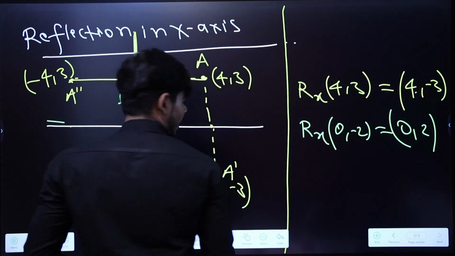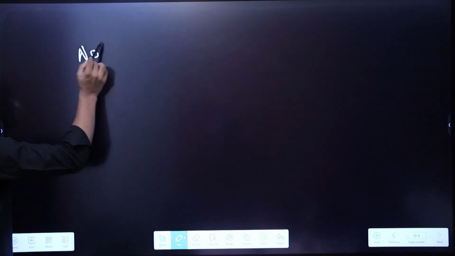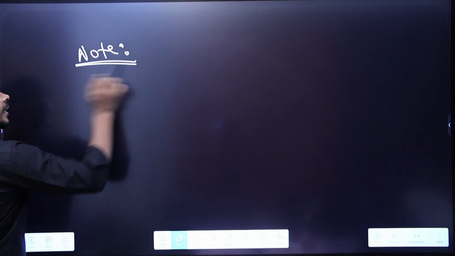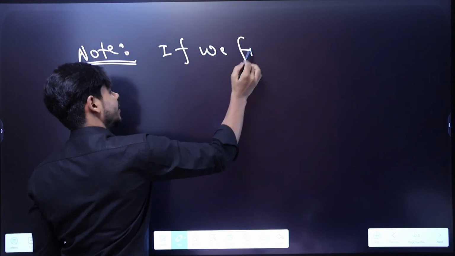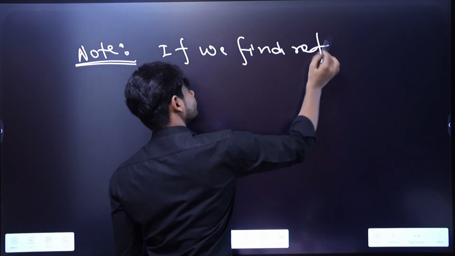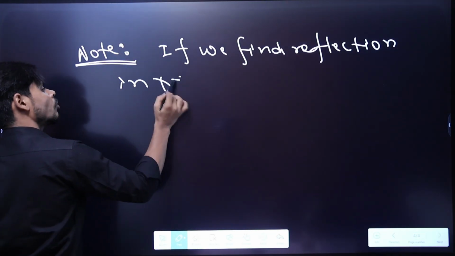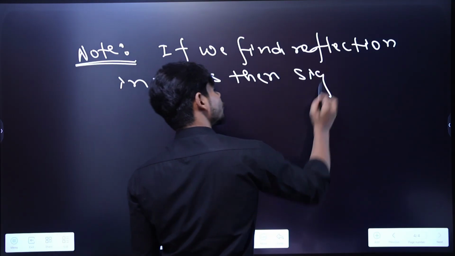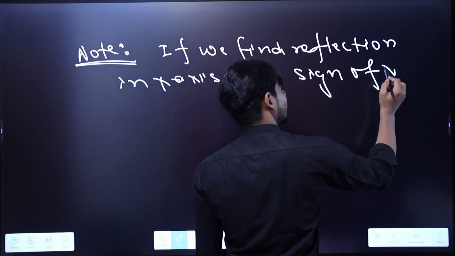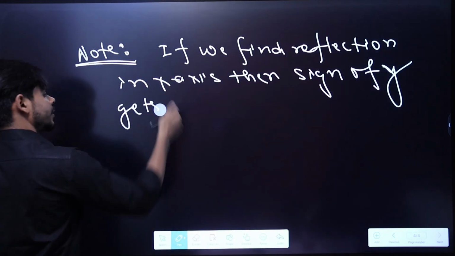So one important thing, you can note it down: if we find the reflection in x-axis, or about x-axis, then the sign of y gets changed.